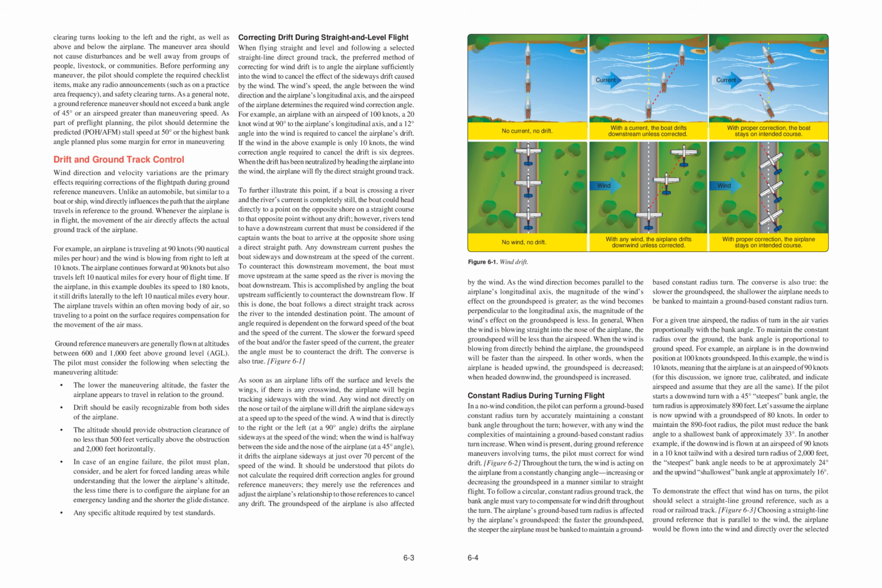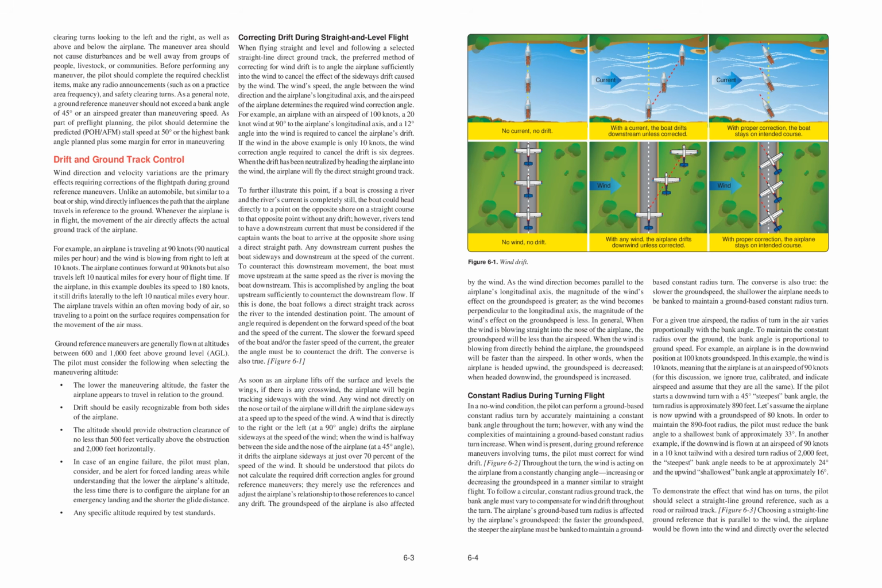Any wind not directly on the nose or tail of the airplane will drift the airplane sideways at a speed up to the speed of the wind. A wind that is directly to the right or the left, at a 90 degree angle, drifts the airplane sideways at the speed of the wind. When the wind is halfway between the side and the nose of the airplane, at a 45 degree angle, it drifts the airplane sideways at just over 70% of the speed of the wind.